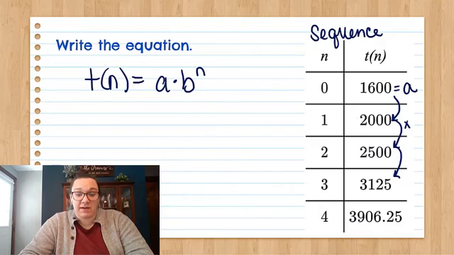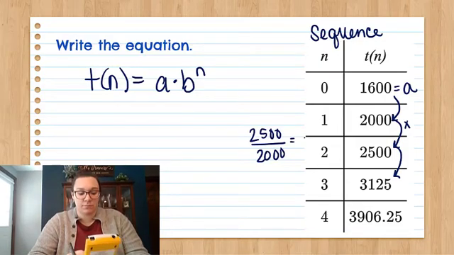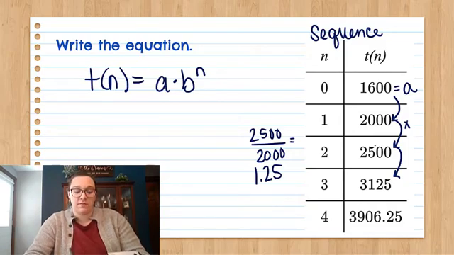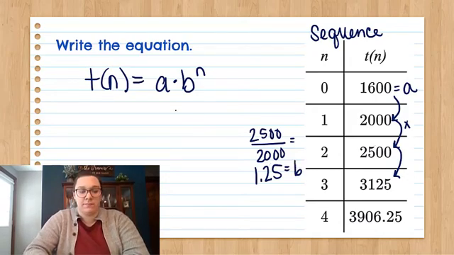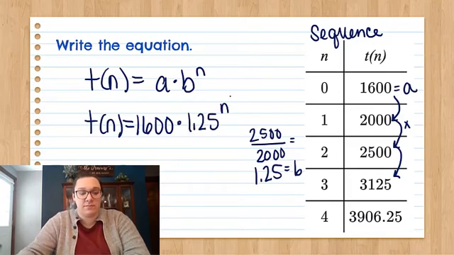What we can do is divide to find it. So if we pick two terms back to back, 2500 and 2000, for example, it doesn't matter which ones you pick. If you divide them, which let me do now, you'll get 1.25 for this situation. And you'll notice that works. If I were to multiply 2500 times 1.25, I get 3125. It works every time. So this is my b term. My equation now is t of n equals 16,000, I did it again, 1600 times 1.25 to the n.